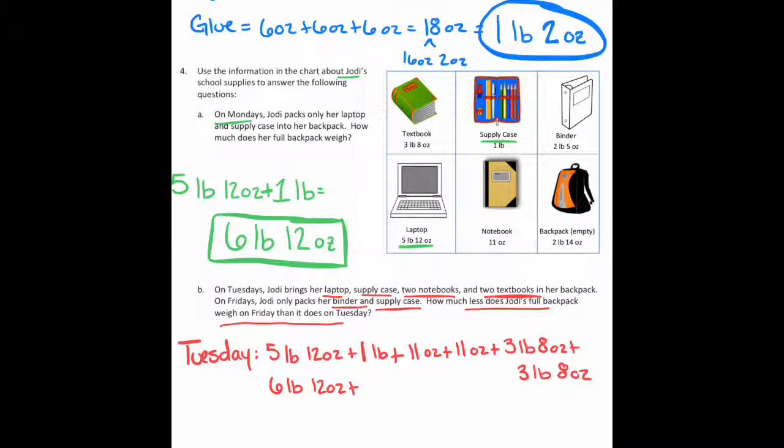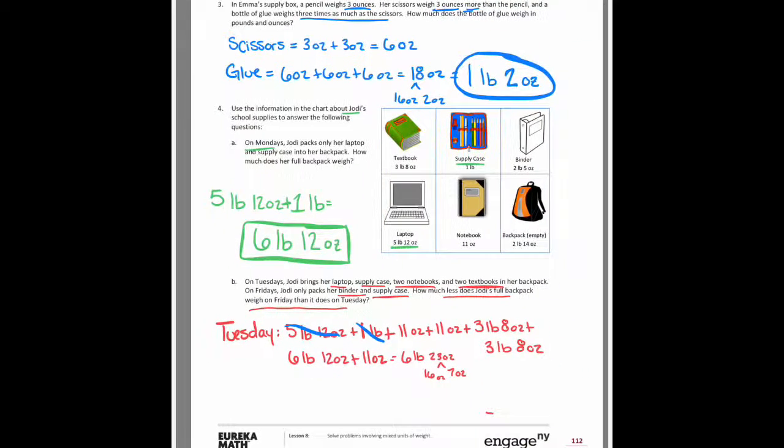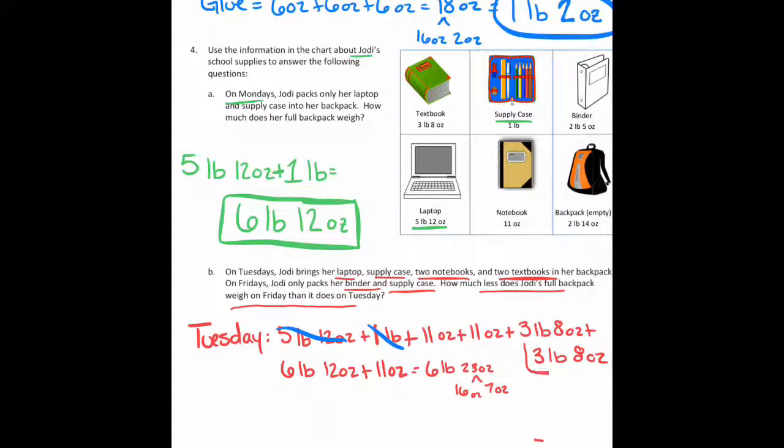So first I added 5 pounds and 12 ounces plus a pound and got 6 pounds and 12 ounces. I'm going to add each step one at a time, plus one of the notebooks, which is 11 ounces, which will give me 6 pounds and 23 ounces. Now, at first, I didn't have to convert it, but I went ahead and did. So 23, 16 ounces I pull out, and I'll have 7 left over. And so, really, I have 7 pounds and 7 ounces after that first notebook.